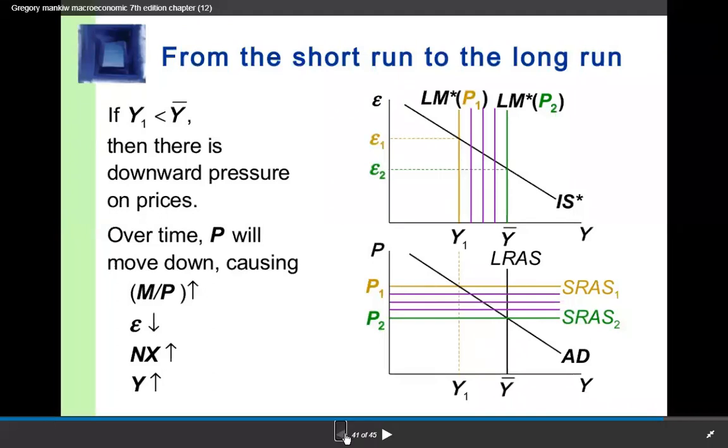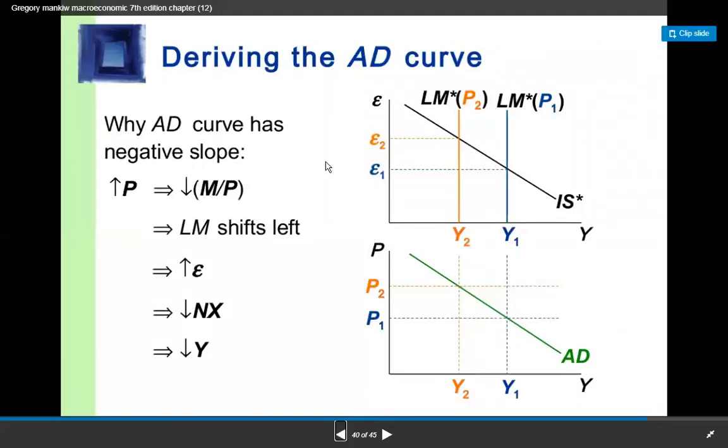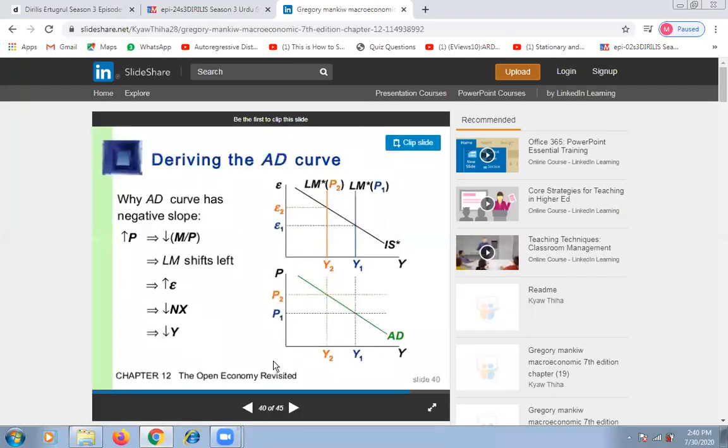So now you have the time. I'm going to close our lecture. You have the time to ask your question. Okay. Now I'm going to close our lecture. Derivation of aggregate demand. Now you have enough time.